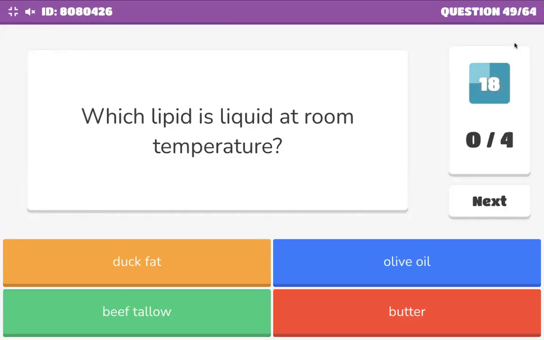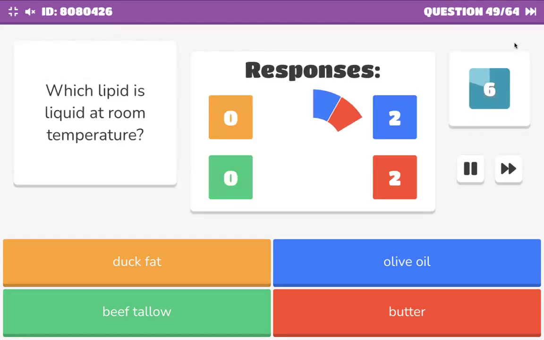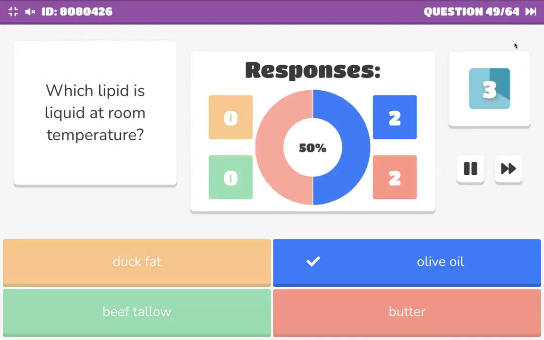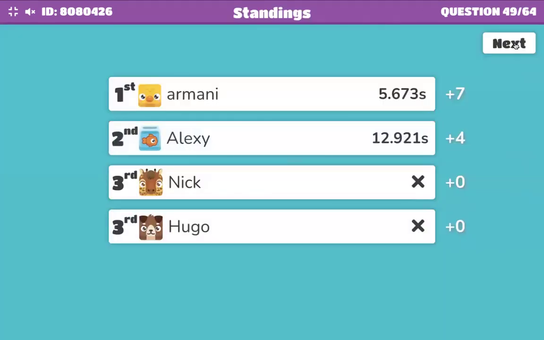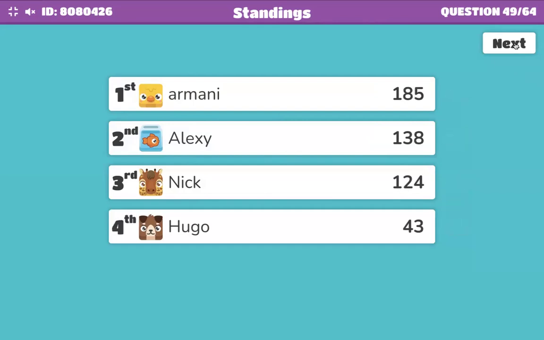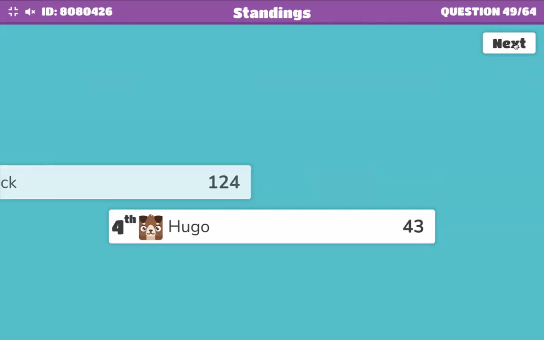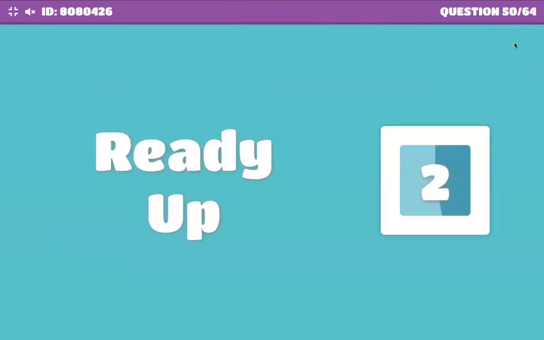Which lipid is liquid at room temperature? Olive oil. The plant-based lipids are unsaturated fat, so they're liquid at room temperature, while a lot of animal lipids are saturated fat, so they're solid at room temperature.